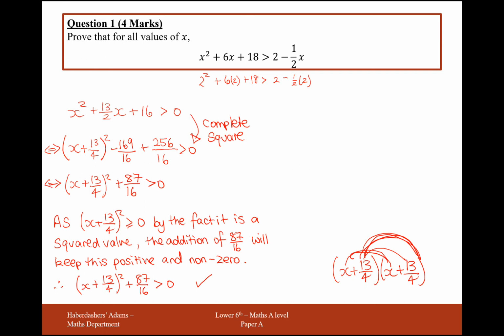The note in the mark scheme was that we need double way implication signs, because anything that we've done going through our algebra here can be reversed as well. Okay, so 4 marks for that question.